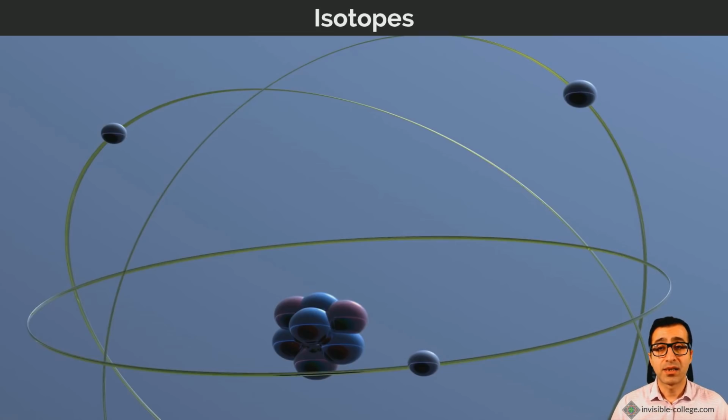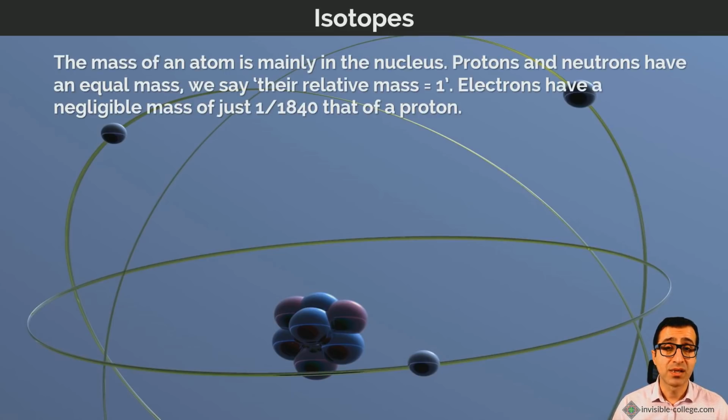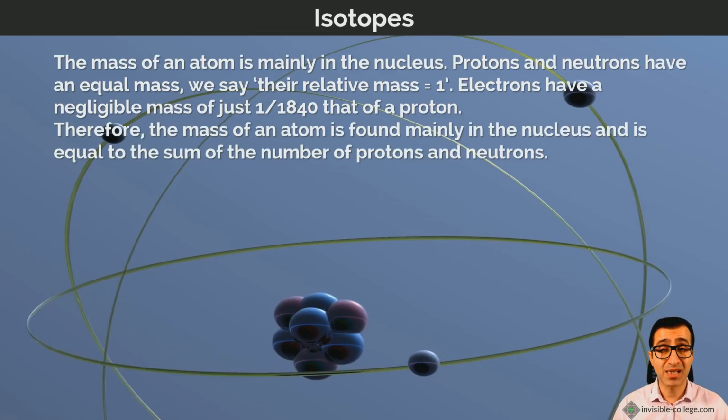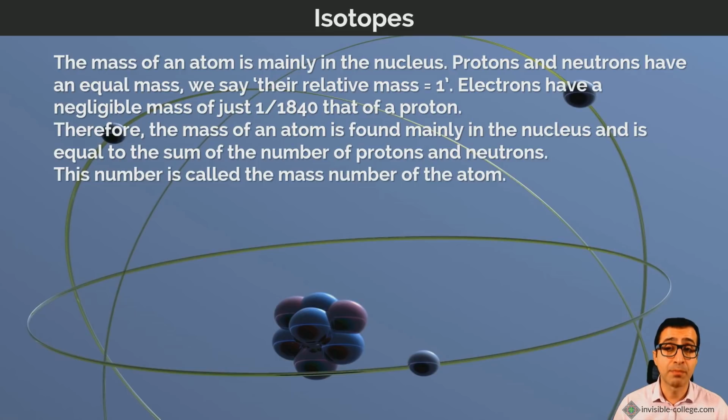So we've already said that the mass of an atom is mainly in the nucleus, and that protons and neutrons have effectively an equal mass. We say that their relative mass is 1, and that electrons have a negligible mass because it's a tiny fraction even of the mass of a proton or a neutron. So the mass of an atom is found mainly in the nucleus, and it's equal to the sum of the mass of the protons plus the mass of the neutrons present in the nucleus. Now this, for a particular isotope, is called the mass number of that isotope, of that atom.